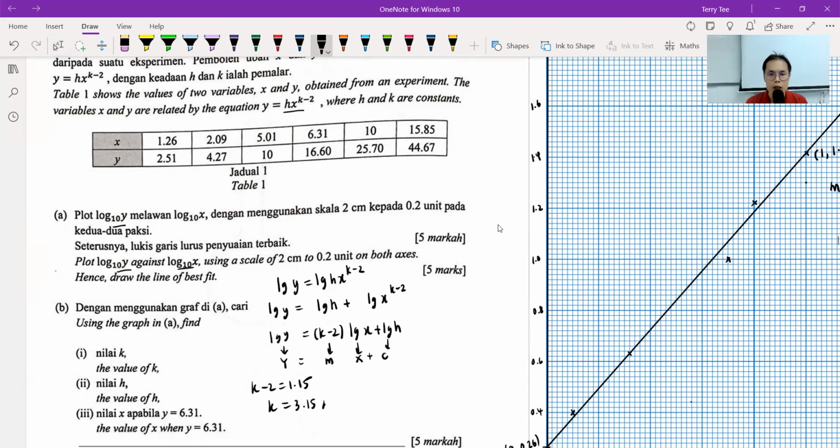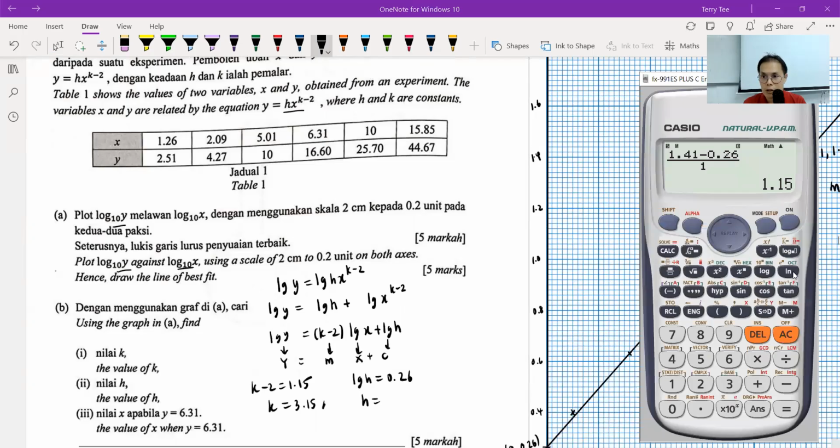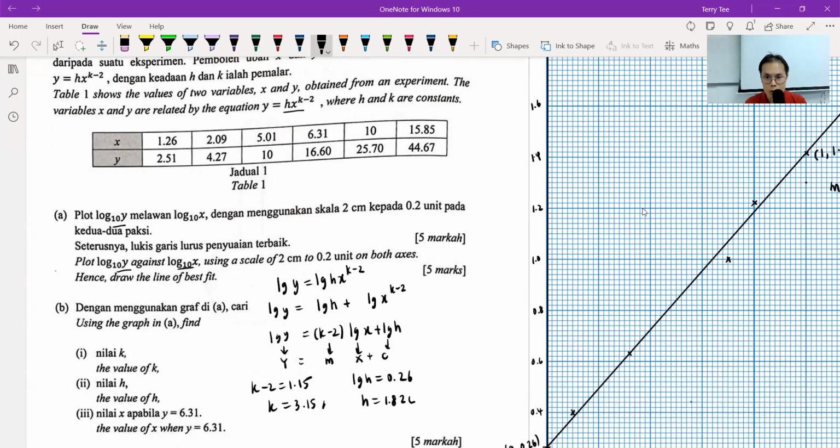Okay, my y-intercept from my graph just now, I got 0.26. My y-intercept from this equation is lgh. So to find H, we have to use anti-log. Shift log. That means 10 power 0.26. My answer is 1.820, if you round off correct to 4 significant figures. Yeah, 1.820. I think it's okay. It's quite accurate. Now, next one.